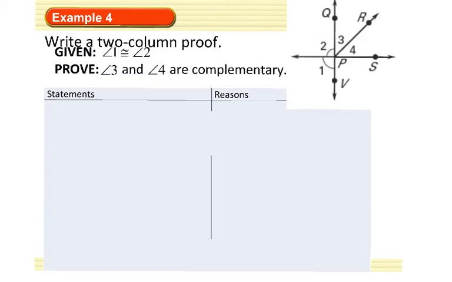Okay guys, in this proof, what we're going to be doing is showing that angles 3 and 4 are complementary. And in this one, our last statement is going to be this right here, that the measurement of angle 3 plus the measurement of angle 4 is equal to 90 degrees. Because that's the definition of complementary angles, they add up to 90 degrees. Okay, in this one, we're going to be using several of our theorems to get to the last statement. And our first one, we know, is the given.